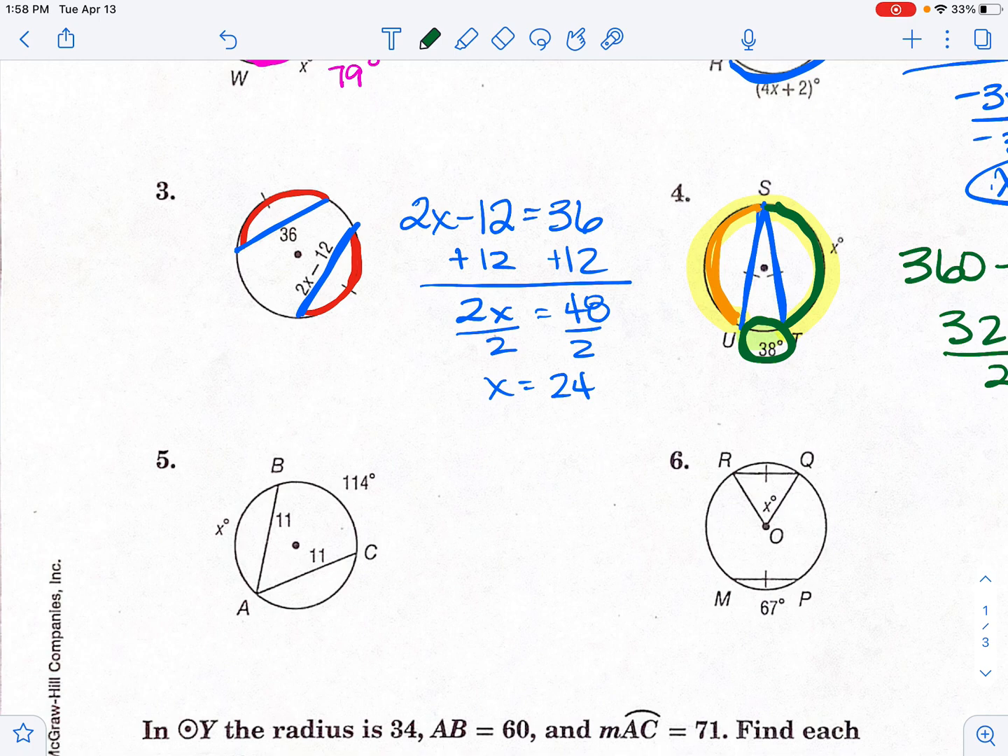The 11s here are simply telling us that these two chords are congruent. And so number 5 is very much like number 4. We take the entire circle and we get rid of the 114. That leaves us with the major arc that is remaining, which is 246 degrees. But we only want this half of it. So we are dividing it by 2, which means it's 123 degrees.